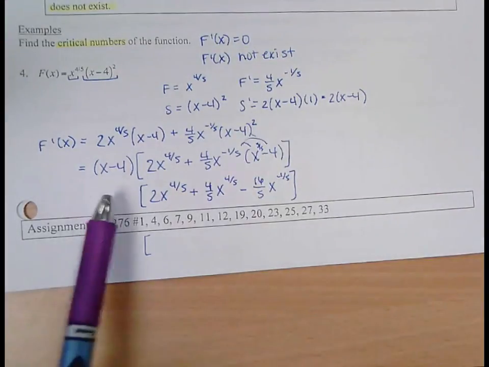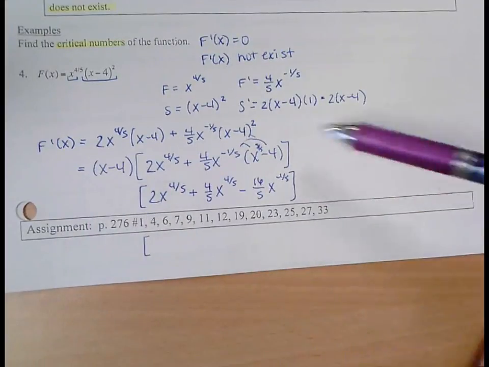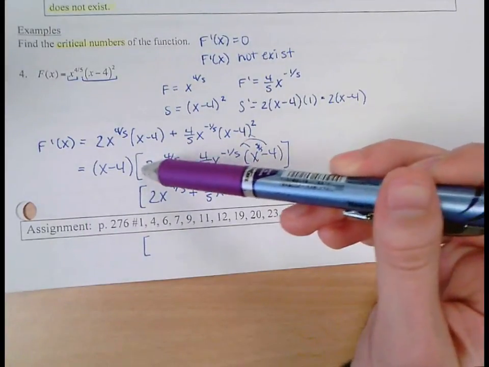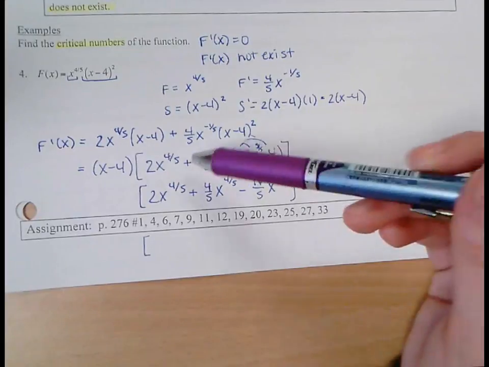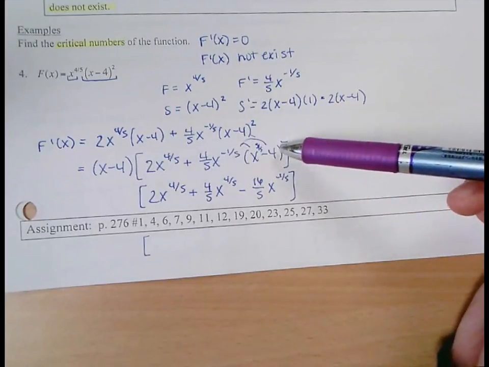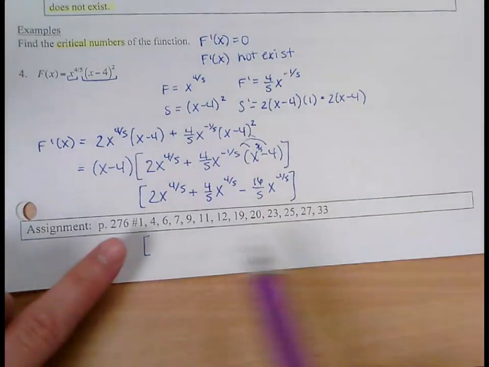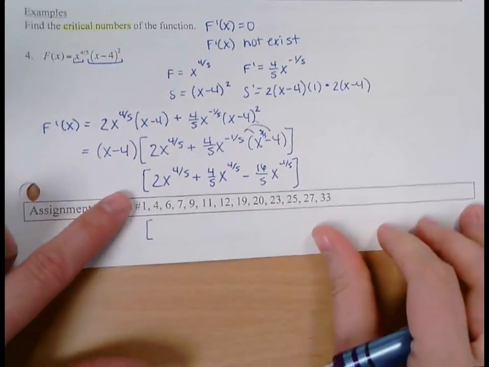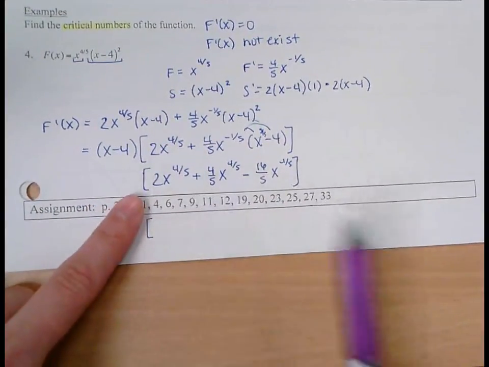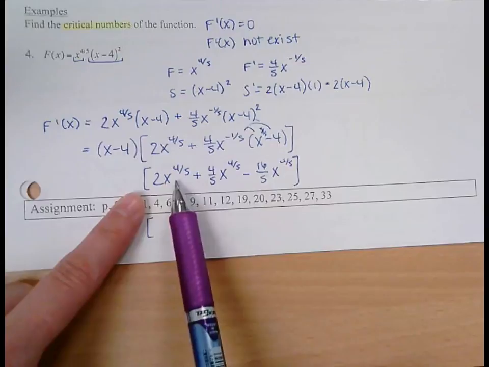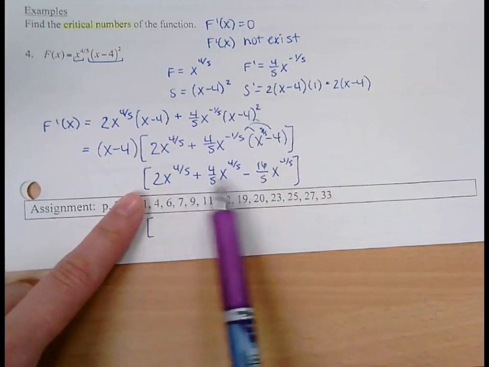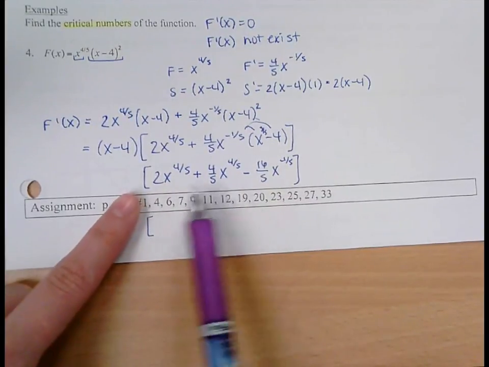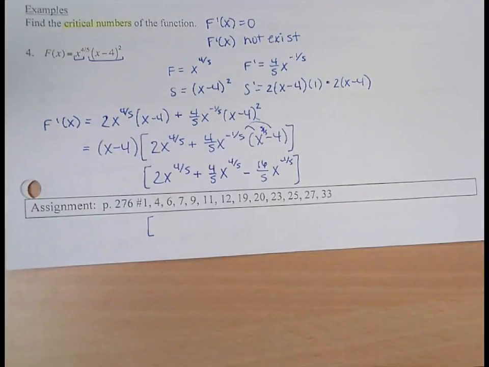So we had factored out an x minus 4, and then we were in the midst of simplifying this, and we had distributed here this 4/5 x to the negative 1/5. So from here where we had stopped, I think I had mentioned this, but we had just stopped here. So we do have these two like terms. They are both x to the 4/5. So we could combine those.